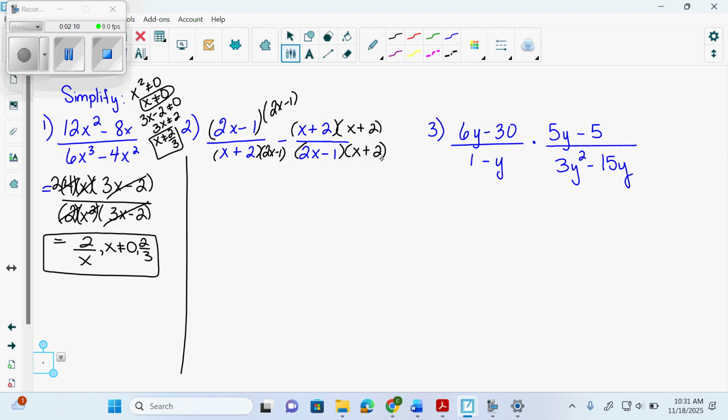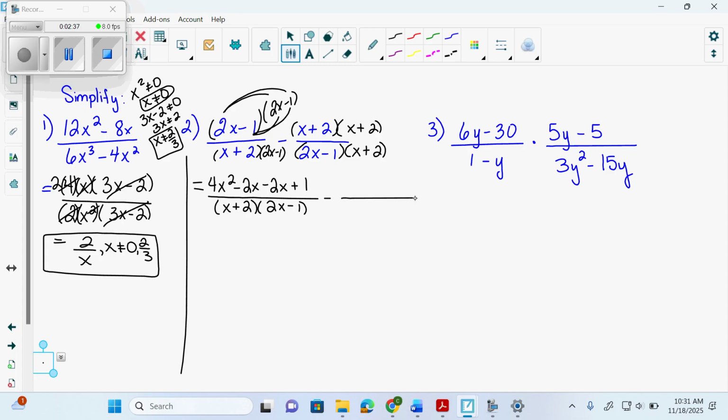We distribute the numerators and we keep the denominators because they're already common. Putting them together does not make anything better. So we get 2x times 2x is 4x squared. 2x times negative 1 is negative 2x. Negative 1 times 2x is negative 2x. Negative 1 times 1 is a positive 1. All over x plus 2, 2x minus 1. Not put together because it's already common.